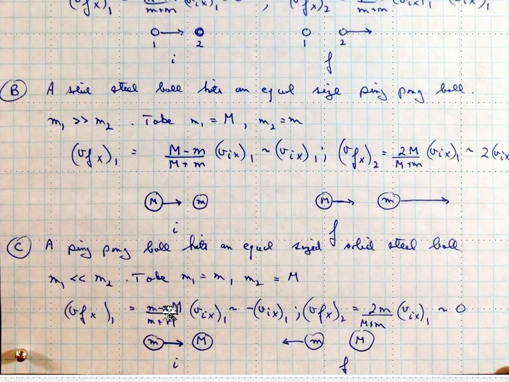And the multiplying factor here is roughly -1, and so that means that the ping pong ball is going to recoil with a speed roughly equal to its initial speed, but in the opposite direction. And the other equation, the final velocity for the solid steel ball, would be 2 times little m over (big M plus little m) times Vix1, and that's going to be roughly 0. And so the result is that the ping pong ball is going to recoil with an equal and opposite velocity relative to its initial velocity, and the solid steel ball will, to good approximation, remain stationary.